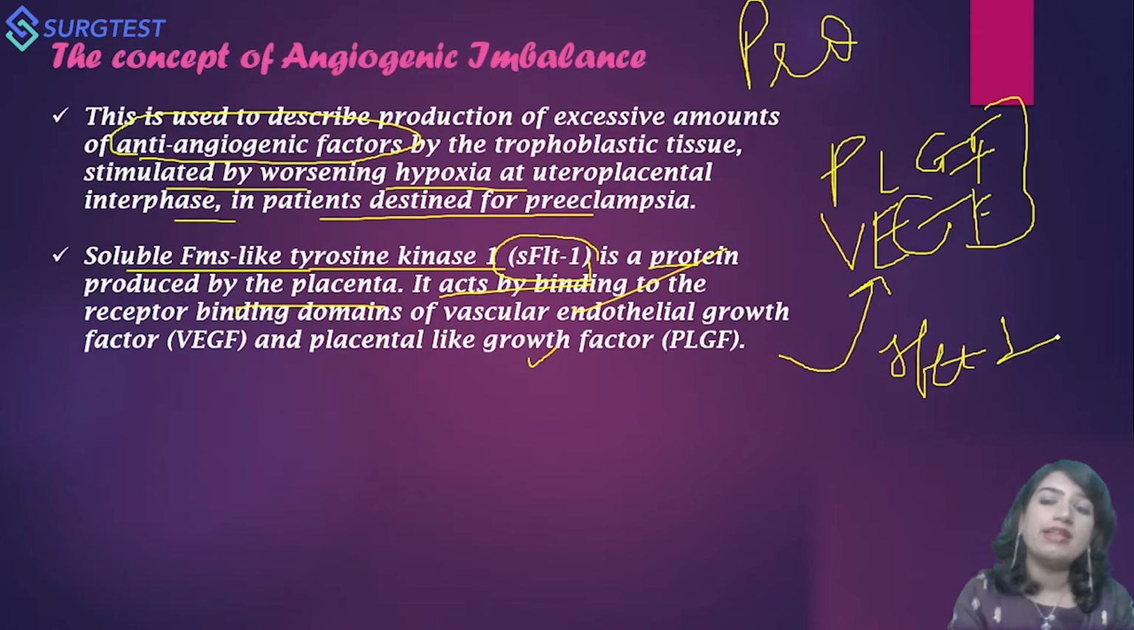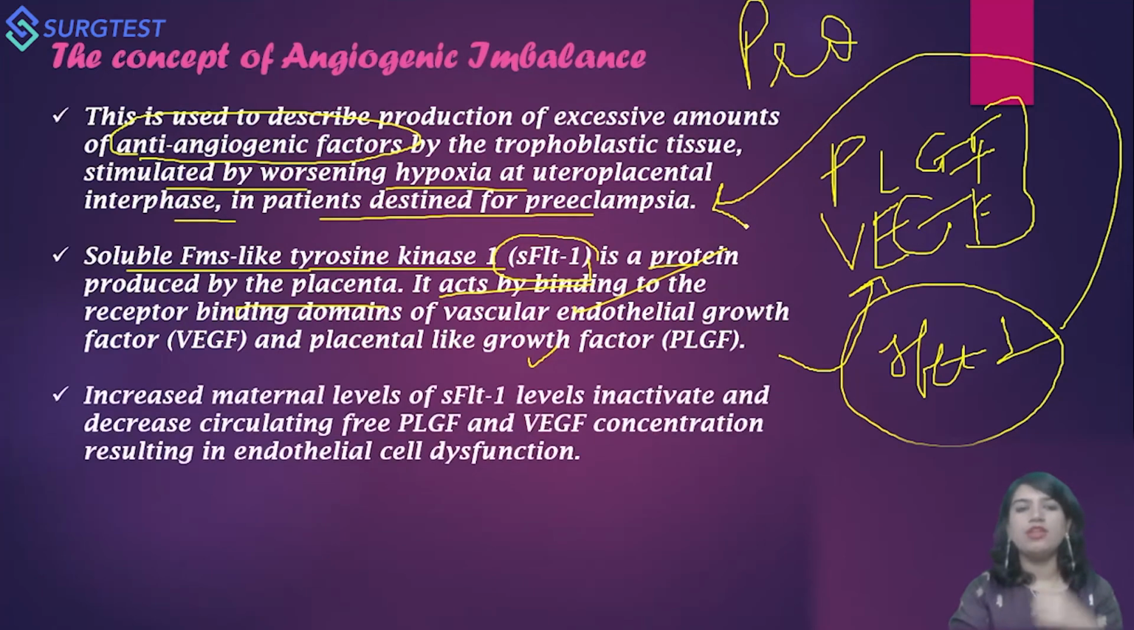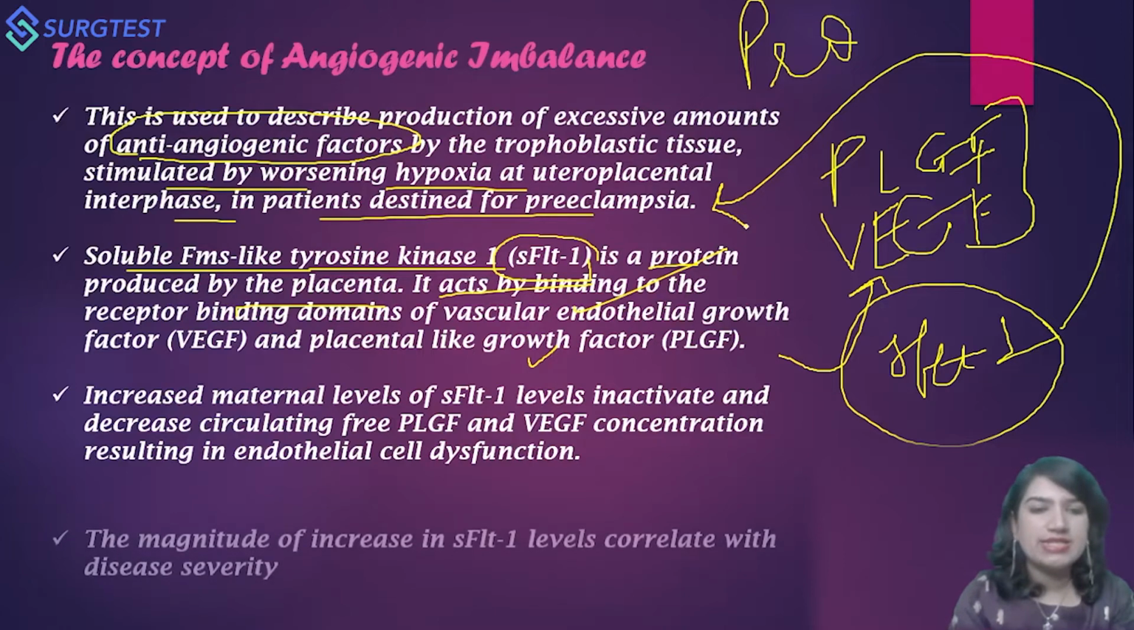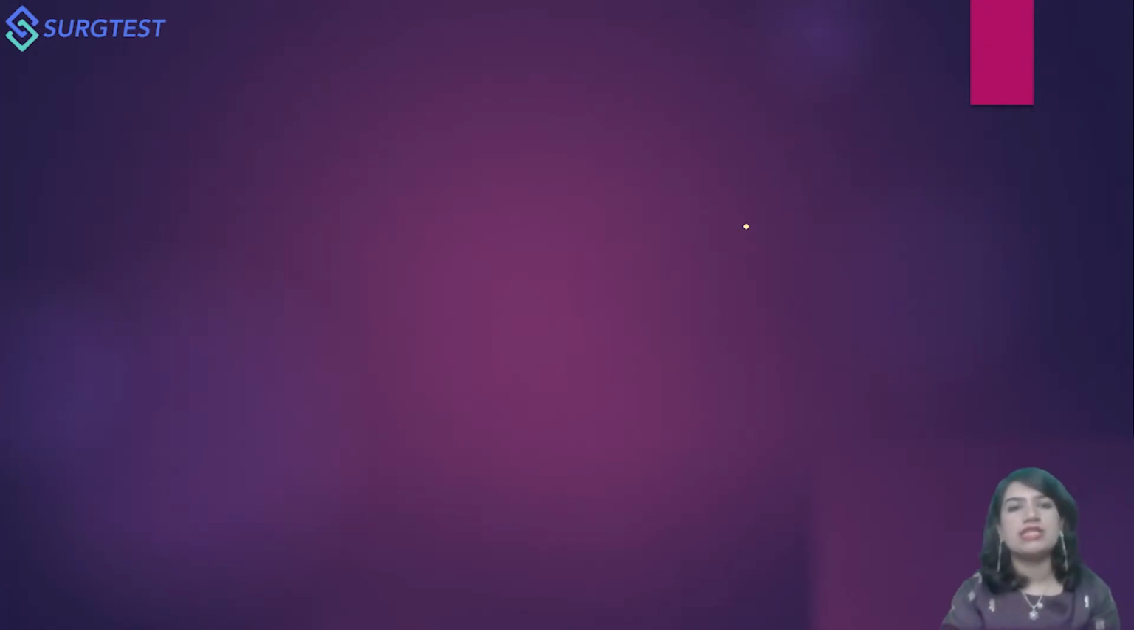And this imbalance in favor of sFlt-1 is responsible for development of preeclampsia. So the increased maternal levels of sFlt-1 inactivate and decrease circulating levels of free PlGF and VEGF, resulting in endothelial cell dysfunction. And of course, the magnitude of increase in sFlt-1 levels correlates with the disease severity.